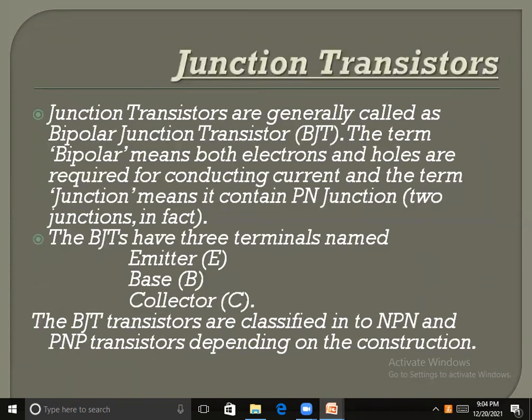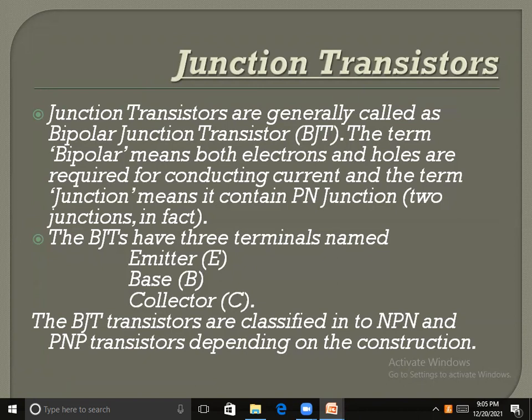Now, junction transistor. Junction transistors are generally called bipolar junction transistors. The term bipolar means both electrons and holes are required for conducting current, and the term junction means it contains a PN junction, two junctions in fact. The BJTs have three terminals named emitter, denoted with E, base, denoted with B, and collector, denoted with C.